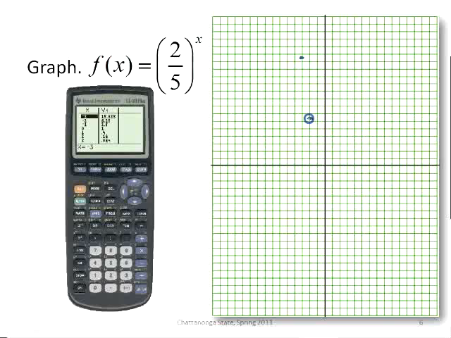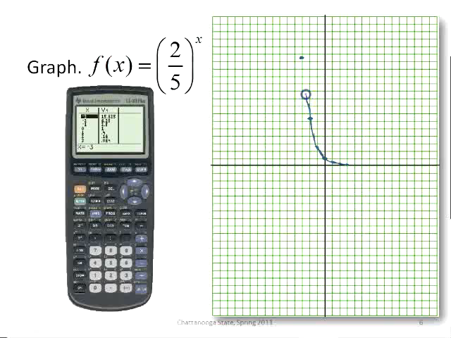Now negative 2 is at positive 6, and a little bit more, a quarter, 0.25, 6.25. Negative 1 is at 2.5. Then I have the 0, 1. Then 1 is 0.4 for the y value. So it's down here. Then 2 is 0.16. So notice again, these are getting very close to that x-axis.